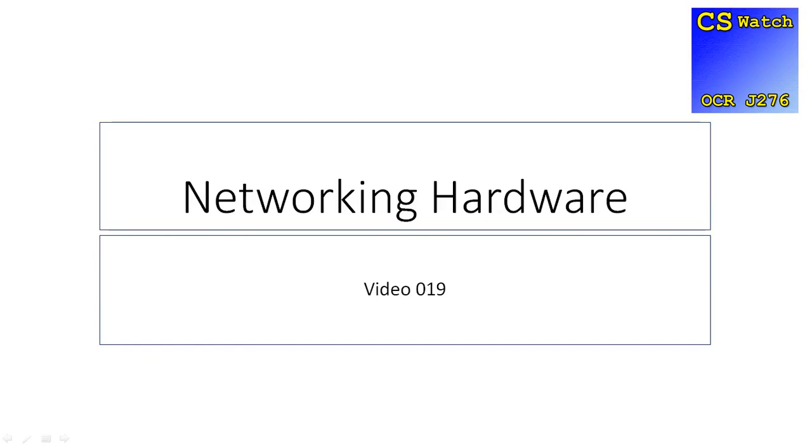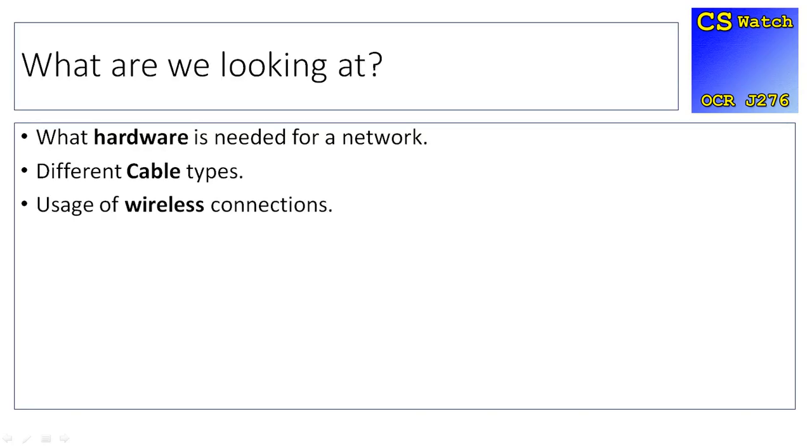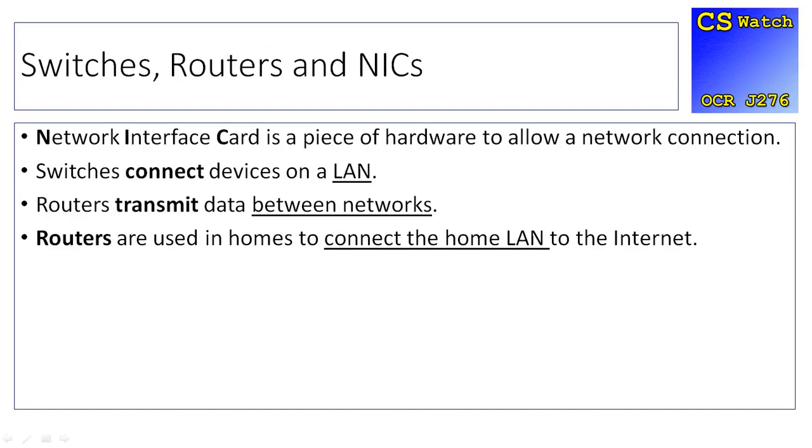Hello there and welcome to the CSWatch OCR J276 video, and today we are going to be looking at networking hardware. We're going to be looking at what hardware is needed for a network, different cable types and the usage of wireless connections. So if you're going to be setting up a network, you need different pieces of hardware.